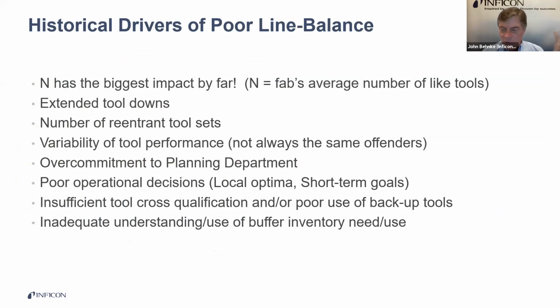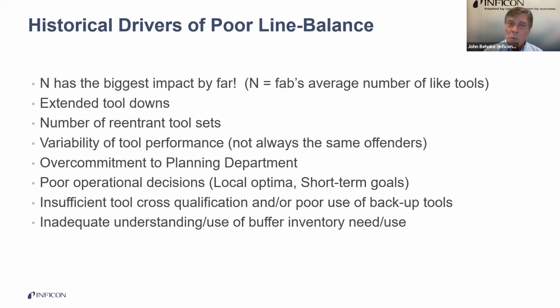There are many places you can get very nice graphical views of line balance or linearity. N is by far the biggest impact. It is a number that no one talks about. It is the average number of like tools in a factory. So if you're a 70,000 wafer a week TSMC fab and your N is 14, life is pretty good. Not to say you don't have other problems, but when it comes to line linearity, that's probably the best case. And I've got a foil to show you that.